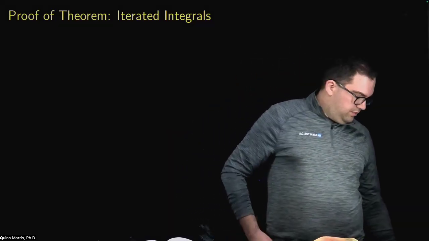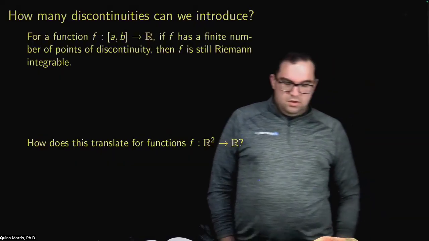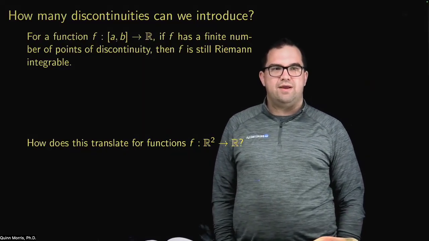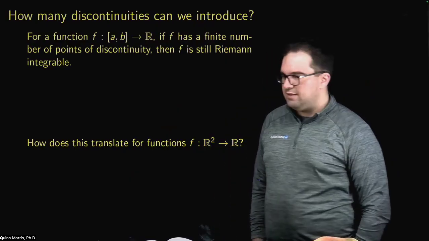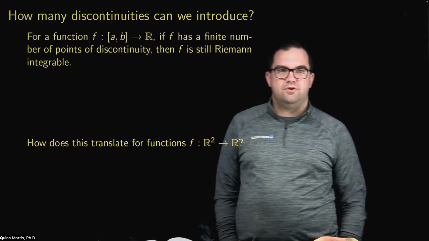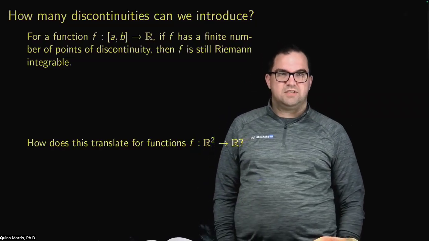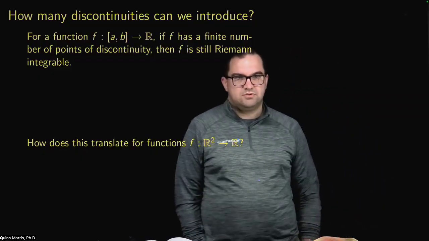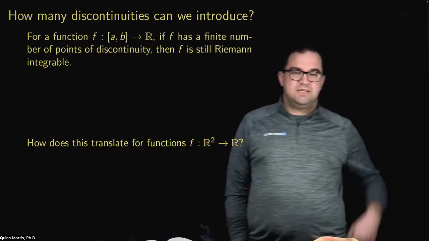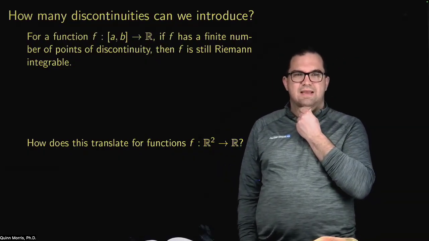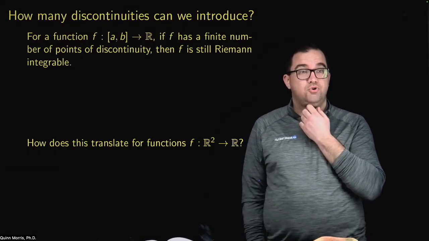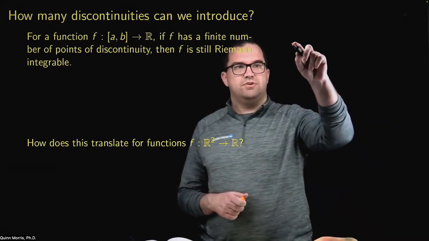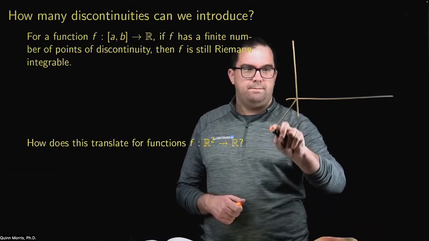Okay. Now, the last thing I want to mention, if you think back to, say, 5610, we saw there that you can still integrate functions that are discontinuous, right? And so in particular, we proved something like, if a function has a finite number of points of discontinuity, then f is still Riemann integrable, right? So that seems like sort of a reasonable theorem. Well, that's a theorem we know, but we might wonder how this translates for functions from, say, R2 into R.